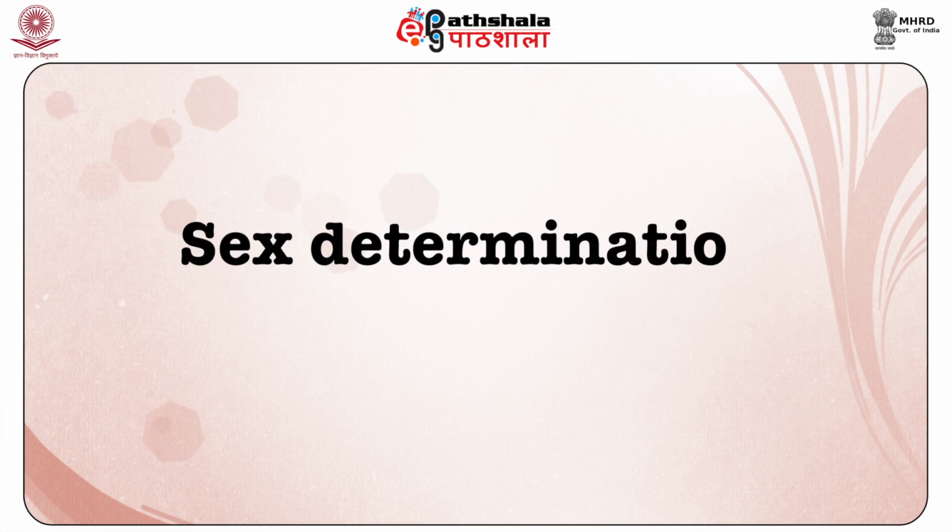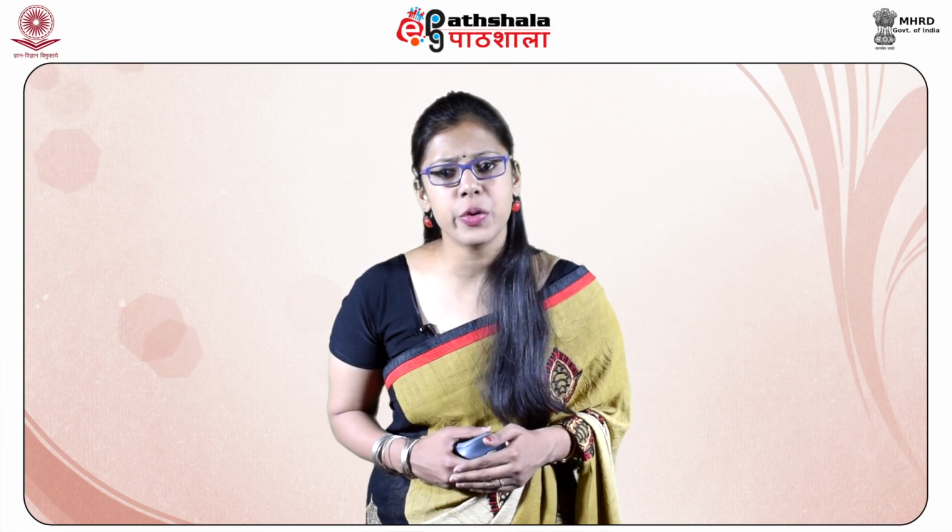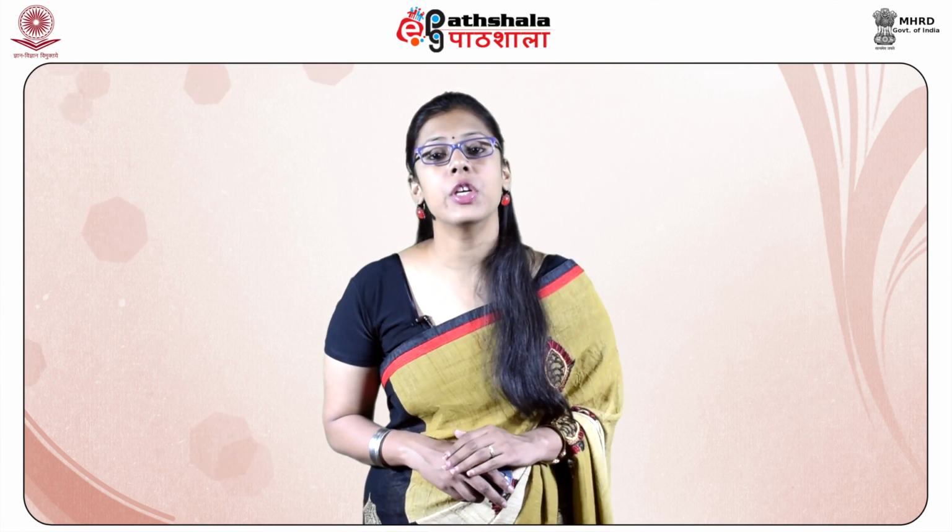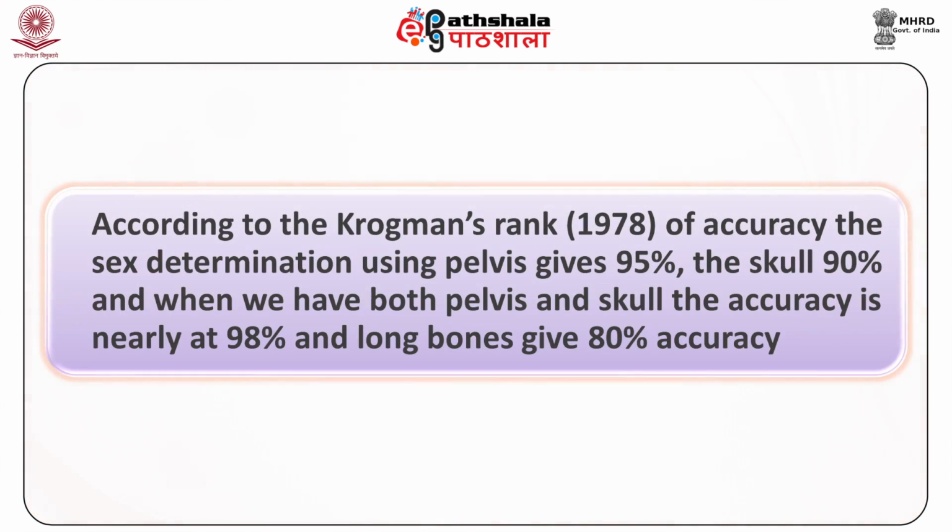Then we have the sex determination. Identification of the sex of an individual from human skeletal remains is the first most important step, which is faced by both the forensic expert and the anthropologist. There are many possible bones through which the sex of an individual is determined, such as skull, pelvis and sternum. According to Krogman's rank in 1978, the accuracy of sex determination using the pelvis gives 95%, whereas the skull gives 90%, and when we have both pelvis and skull, the accuracy increases to 98%, and the long bones give around 80% accuracy.